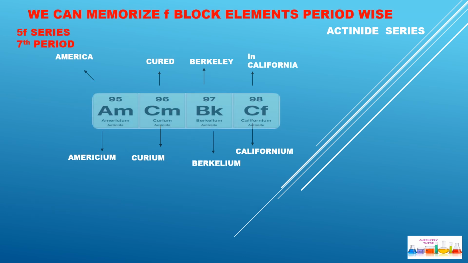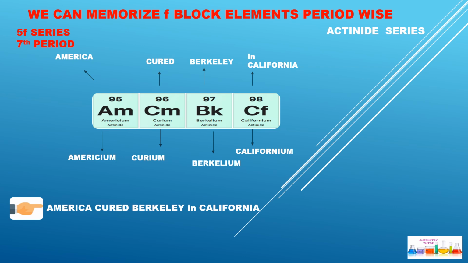The second part is: America cured Berkeley in California. America, americium; cured, curium; Berkeley, berkelium; California, californium. So the sentence is: America cured Berkeley in California.